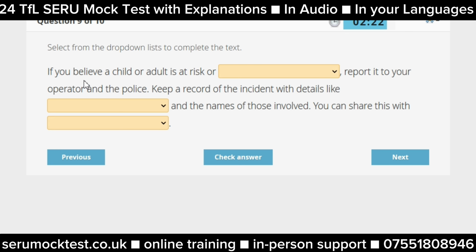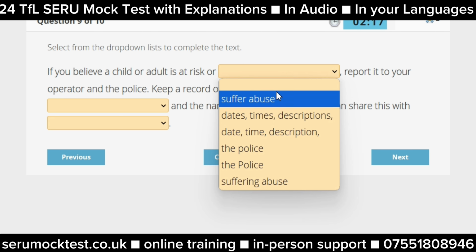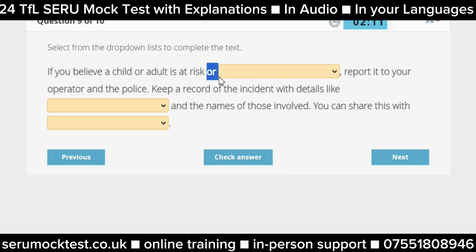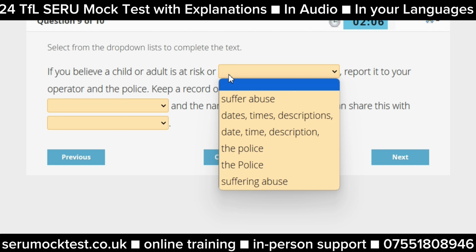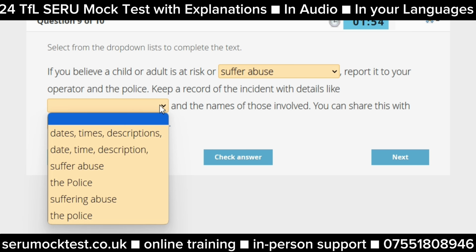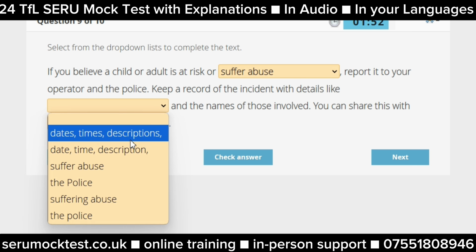So the last two now. If you believe a child or adult is at risk or suffering abuse, you need to see that before and after "or" the form of the verb and noun will remain the same. "At risk", so therefore we'll use "suffer" as well. Same form will continue. Report it to the operator, etc. Report it with details like dates, time, descriptions.